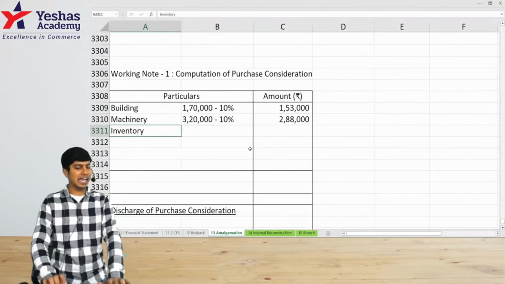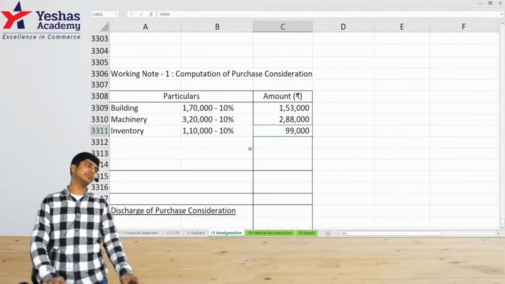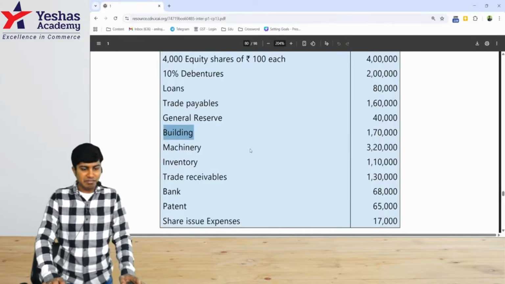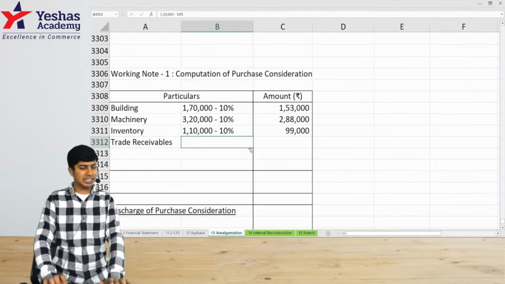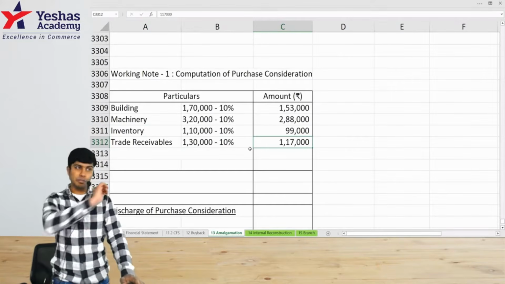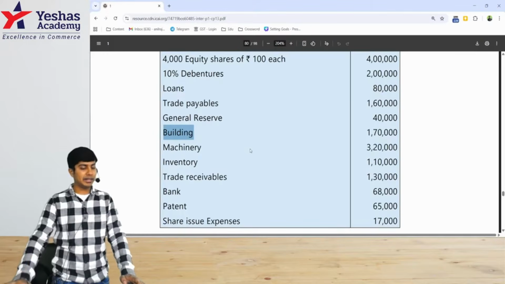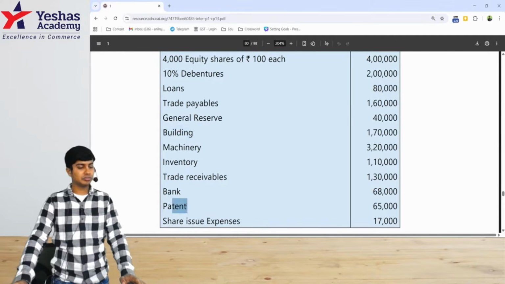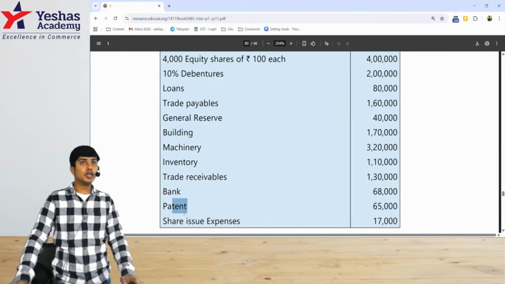Then I have inventory. Inventory 1,10,000 minus 10%, that comes to 99,000. Then I have trade receivables, 1 lakh 30 minus 10%, that is 13,000, so 1 lakh 17. Stop there. Bank and patent are not taken over, so we will not write it. So you told take all assets.